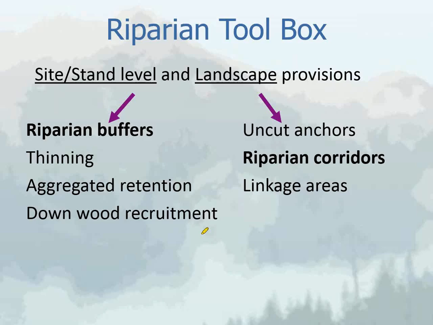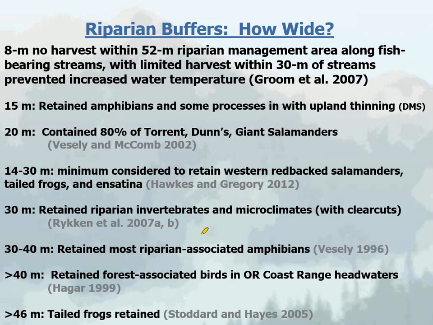But also thinning, aggregated retention, downwind recruitment. These are also in your toolbox. At landscape scale, think of where those uncut anchors are, the reserves, and how to manage for linkage areas.